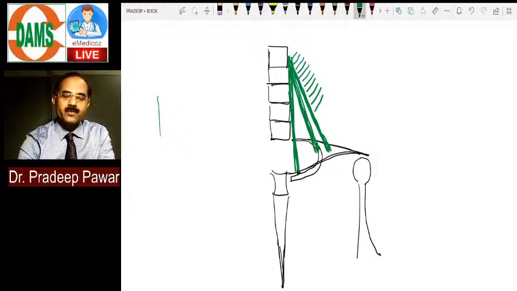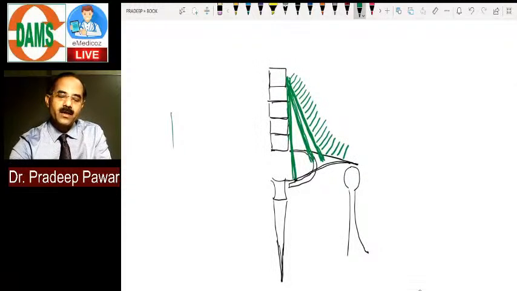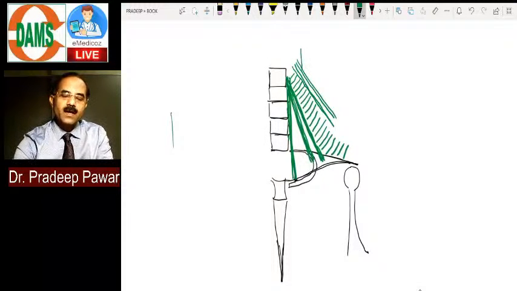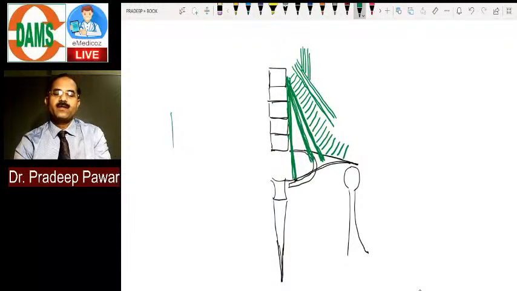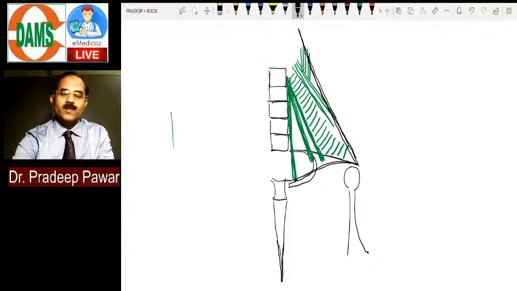I'm drawing the floor of the posterior triangle, but in a different view now. This is the levator scapulae. What is this? Splenius capitis. And this is the semispinalis capitis. Who's this? Yes, that's the trapezius muscle. And this is the sternocleidomastoid. Now you're getting what I'm telling you.